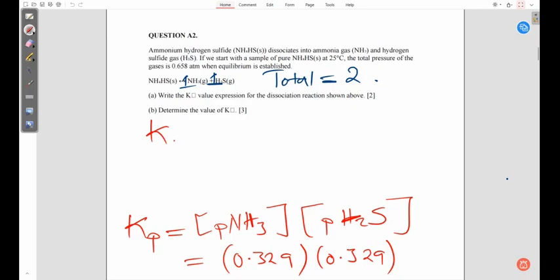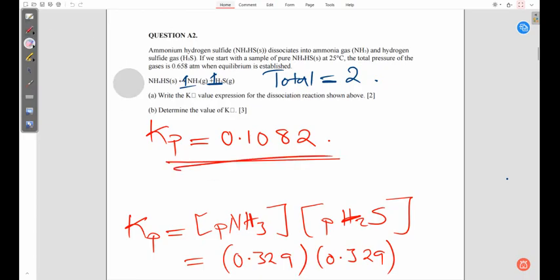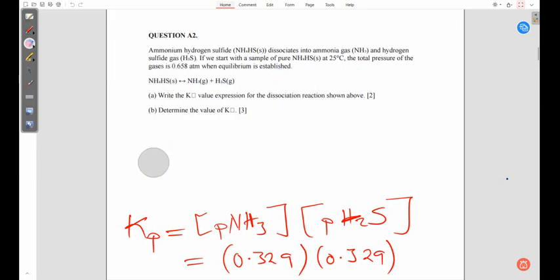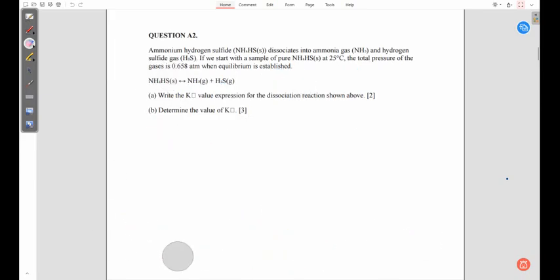So therefore the Kp value becomes, when you multiply the two, 0.1082. So that is our Kp value for this question. The solid, of course, does not appear in the expression. So that's the end of question 2.